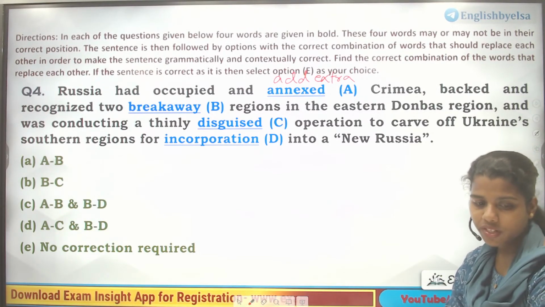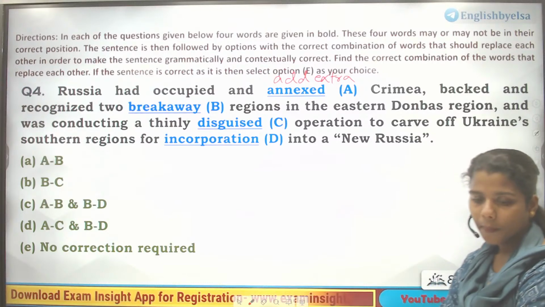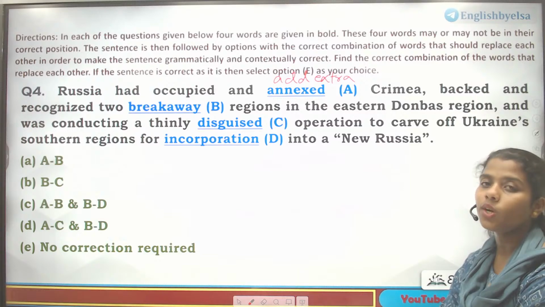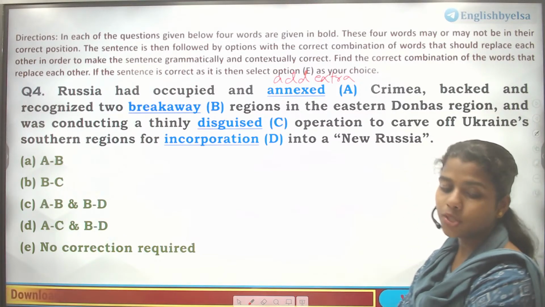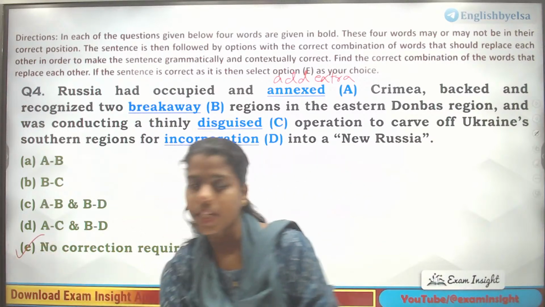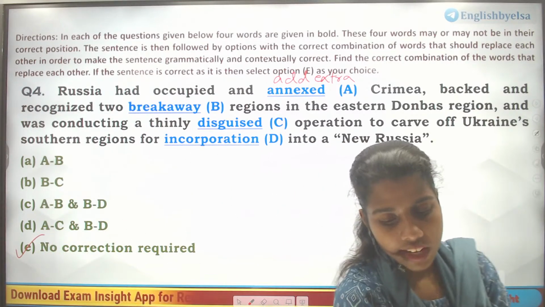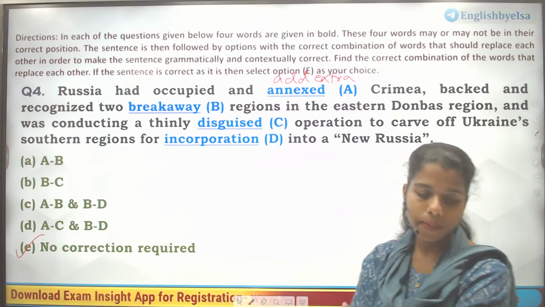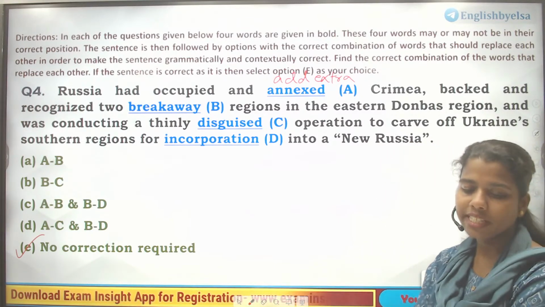What is the answer for question number 4? If the written sentence is correct in itself, you need not change anything. That also you have to remember. The answer for this question is option E, no correction required. That means the written sentence is perfect. There is no error. You do not have to replace it with anything.